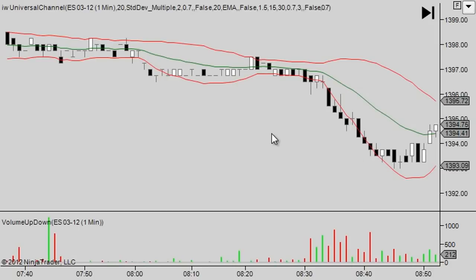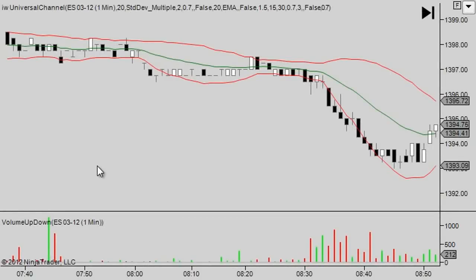So we like channel band indicators because they indicate both trend and volatility. The Universal Channel Bands indicator provides the flexibility to identify numerous market opportunities depending upon how you configure it. So let's take a look at this now.